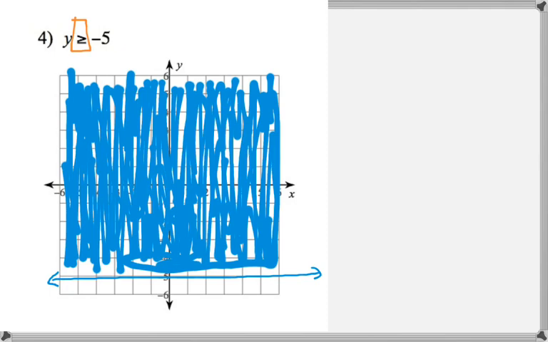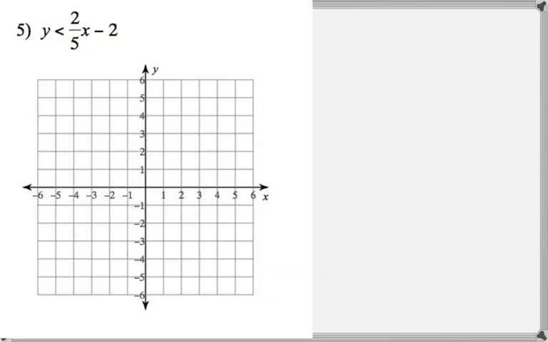Let's look at another example. Here we have y is less than 2/5 x minus 2. So this isn't one of our special lines, vertical or horizontal, so we can actually follow through all of our steps. Our inequality does not have the or equals to, so this is going to be a dashed line.